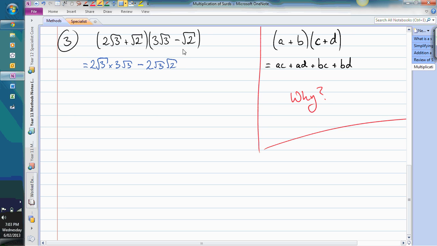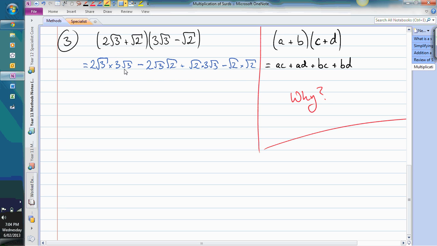Okay, I've done the first term by each of these. Now I'm going to have to do this square root of 2 times each of these. So my next term is going to be square root of 2 times 3 root 3. And the last term, square root of 2 times negative square root of 2. Positive times a negative, that's going to be a negative again. Root 2 times root 2. Okay, that's a real mess. It looks horrible at this step. But the point of this is we're going to tidy up on the next step.